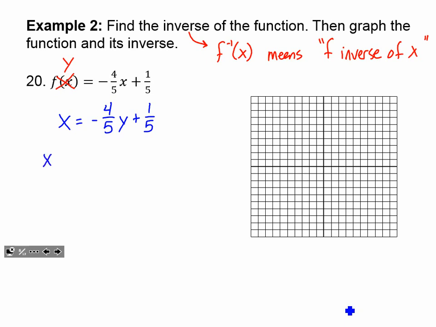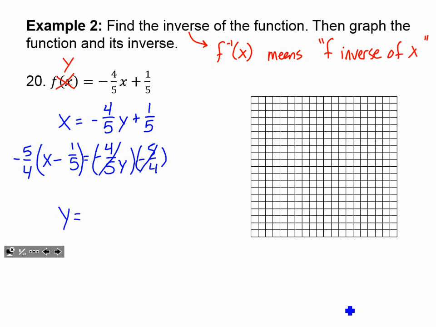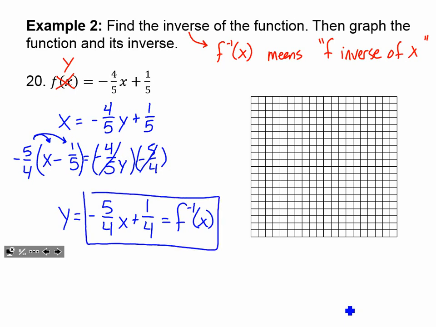So we're going to subtract 1/5. We're going to multiply both sides by negative 5/4. Multiply by the reciprocal. We've got y equal to, if I distribute this negative 5/4, I get negative 5/4 x plus 1/4. And that is my inverse function. So what's helpful about having a new name for this function is that now graphically is much easier because my x's still mean places on the x-axis. I don't have to concern myself about flipping the inputs and outputs like we did in the last examples.